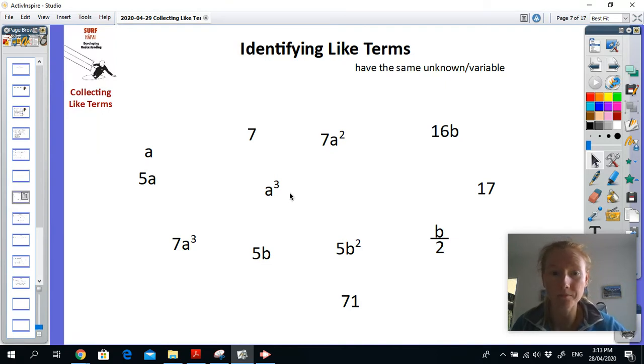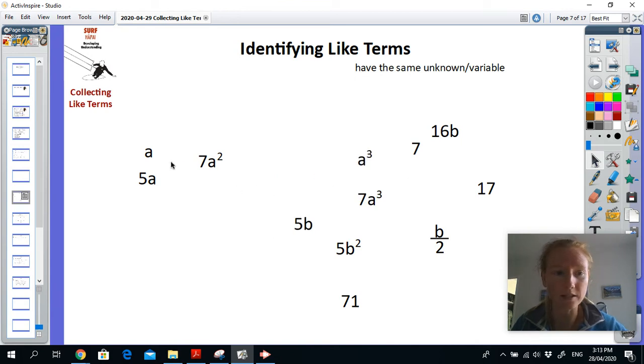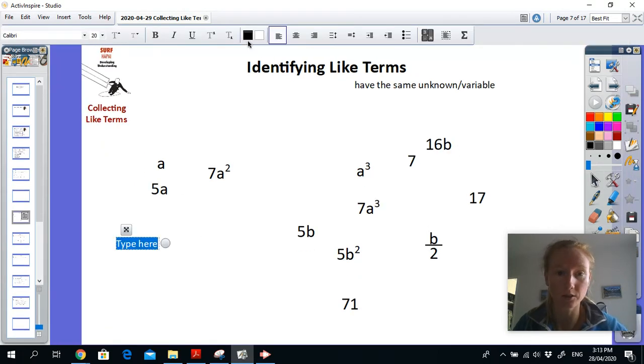Okay, but then if you take a look at this one, is that a like term that goes with that as well? Okay. And the answer to that is no. 7a squared, I'll just move these over here for a minute. 7a squared is not a like term with a. So a squared and a are not like terms. So I'm going to make a little note of that here.